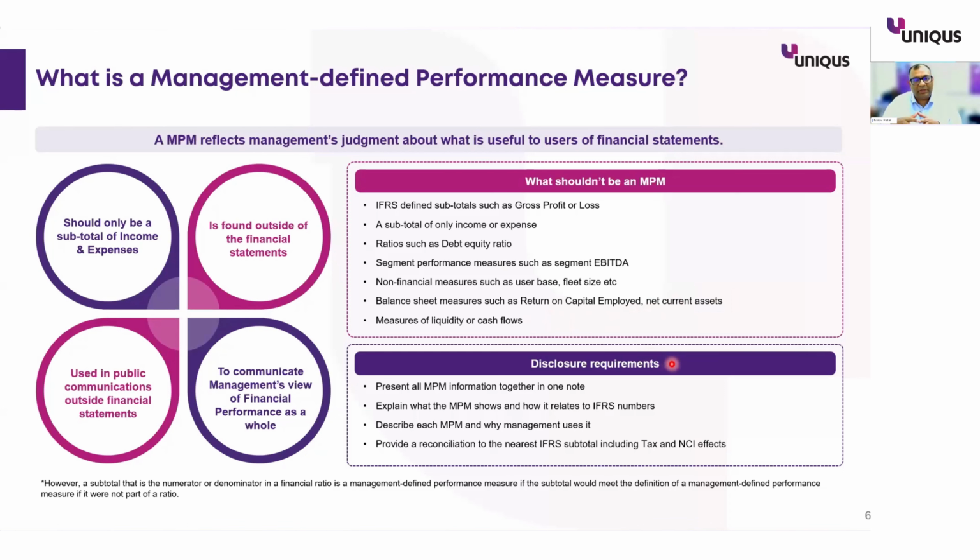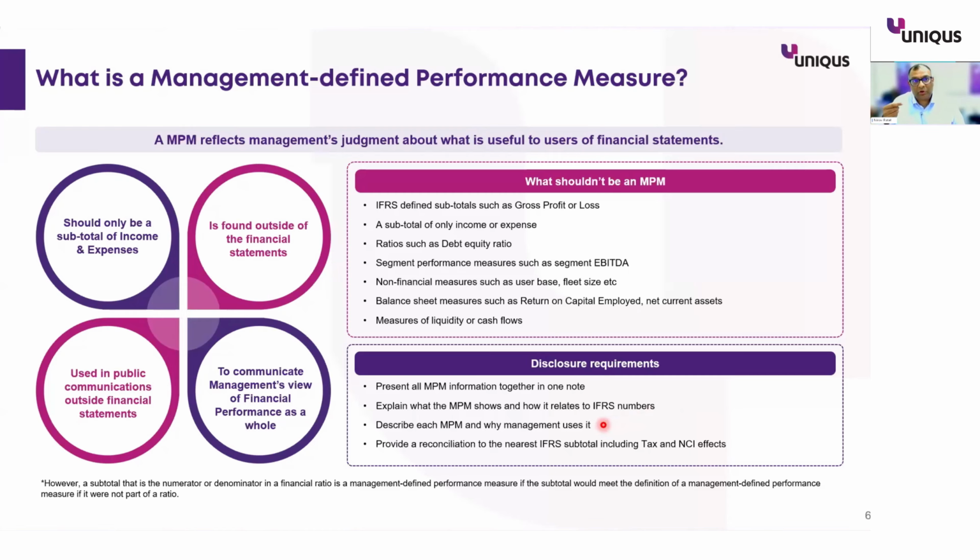So all MPMs have to be disclosed in one note. You have to explain what that MPM shows, how it relates to the IFRS numbers. So to provide a reconciliation. Say, for example, you want to show an adjusted EBITDA, and you don't want to include, say, a non-operating item of income or an expense. Then you just have to provide a reconciliation from your nearest income statement item, the most relevant item of the income statement, onto the MPM. Right? You have to define what that MPM is and why management thinks it is important and how they leverage or use it.